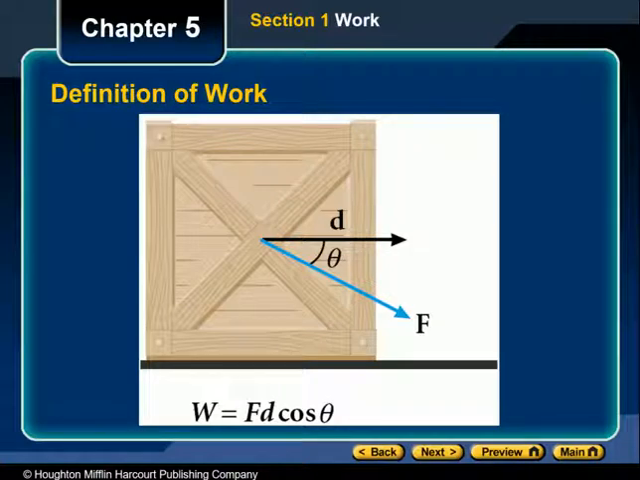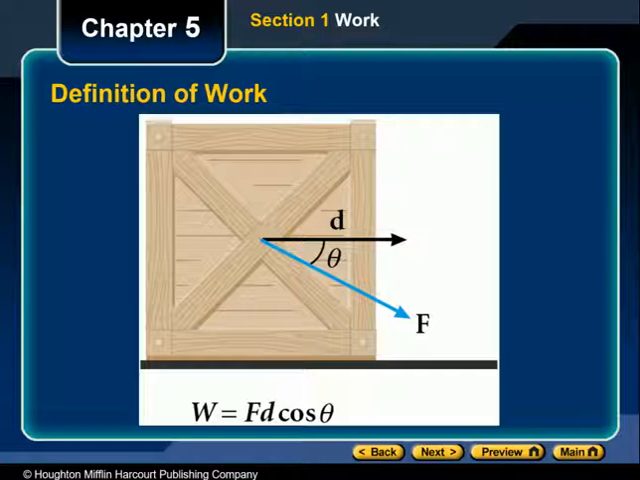For example, imagine pushing a crate along the ground. If the force you exert is horizontal, all of your effort moves the crate. If your force is at an angle, only the horizontal component of your applied force causes a displacement and contributes to the work. If the angle between the force and the direction of the displacement is theta, as is shown in figure 1.2 on the screen here, work can be expressed as follows. W, work, is equal to F, force, times displacement, d, times the cosine of theta. So W is equal to Fd cosine theta.